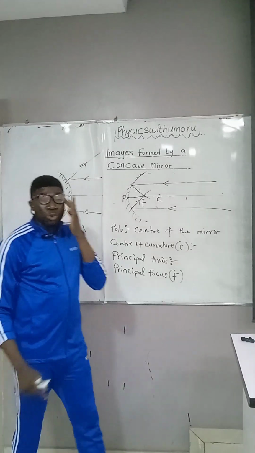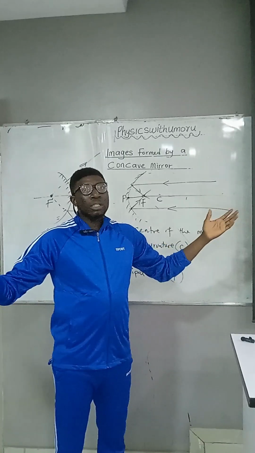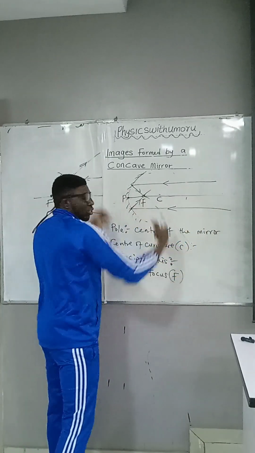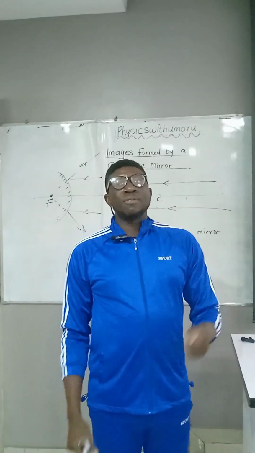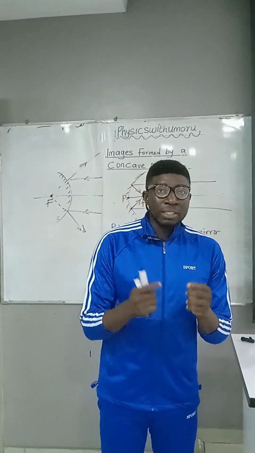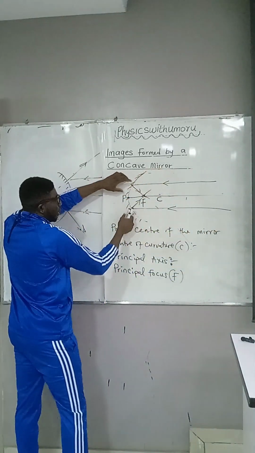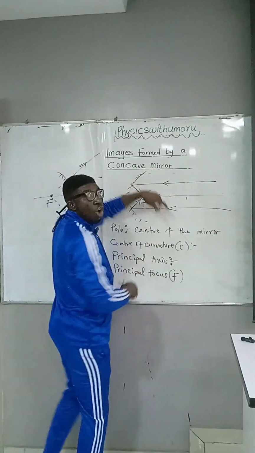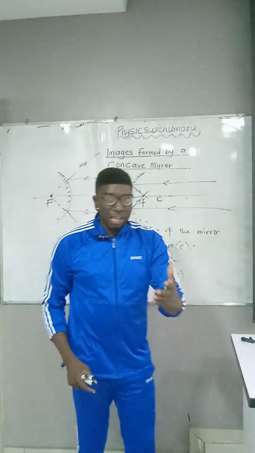But when you are asked to define the principal focus of a curved mirror in general, that means you are going to combine these two definitions by saying that the principal focus of a curved mirror is a point on the principal axis where rays parallel to the principal axis will converge or appear to diverge after reflection.